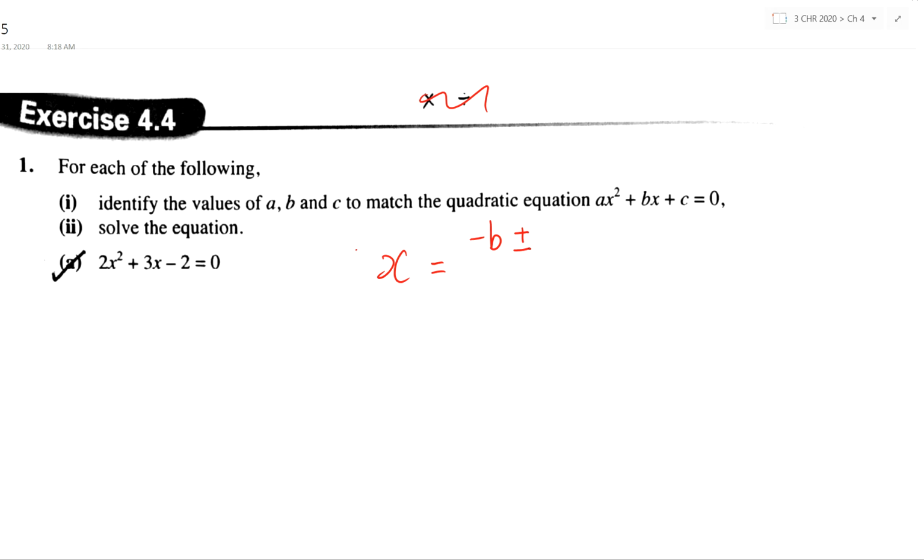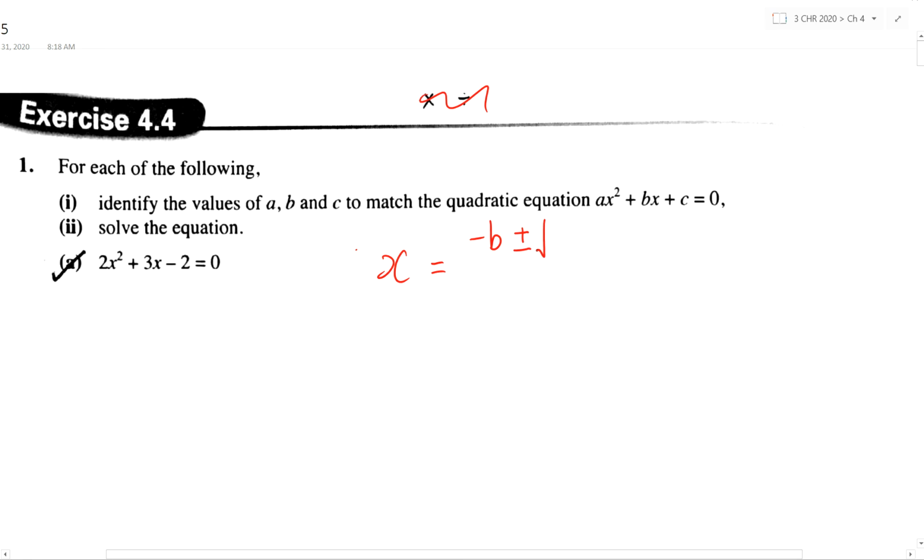Plus minus means you have two choices. You will end up with two answers. The first answer is minus b plus something, blah, blah, blah. The second answer is minus b minus blah, blah, blah. Okay, we'll see how this works. So, this is minus b plus minus square root.